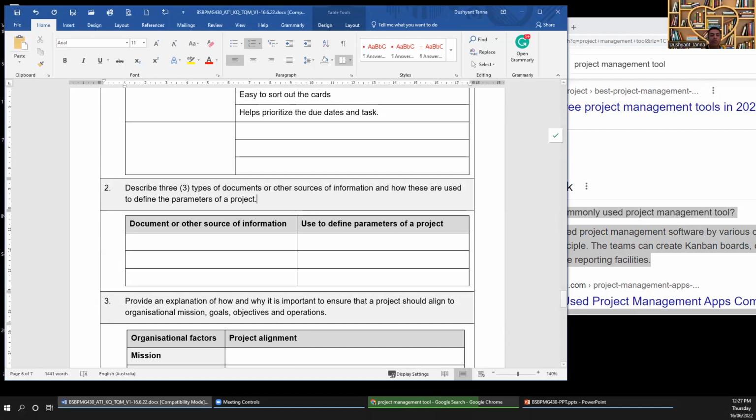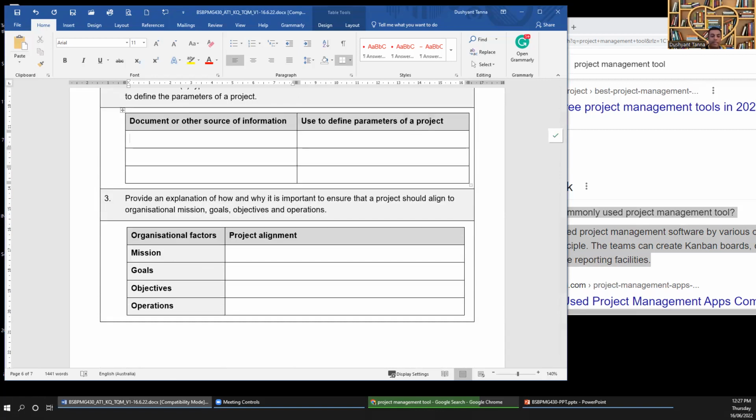Describe three types of document and other resource information and how they are used to define parameters of the project. Up here you're talking about some documents. It could be meeting notes, project brief, project scope, any timeline, any stakeholder, project owner, everything.